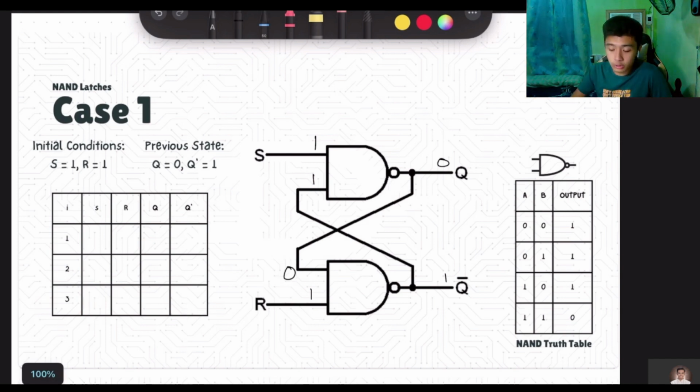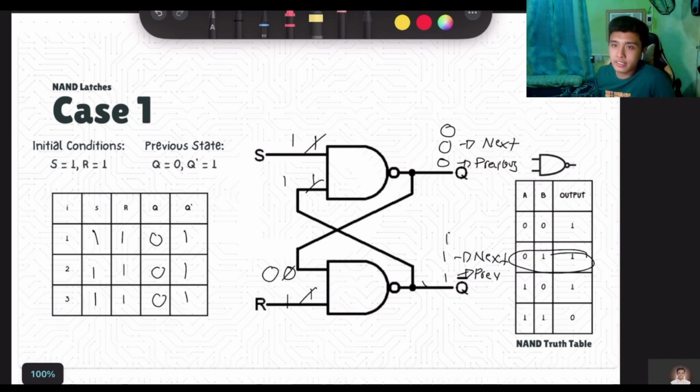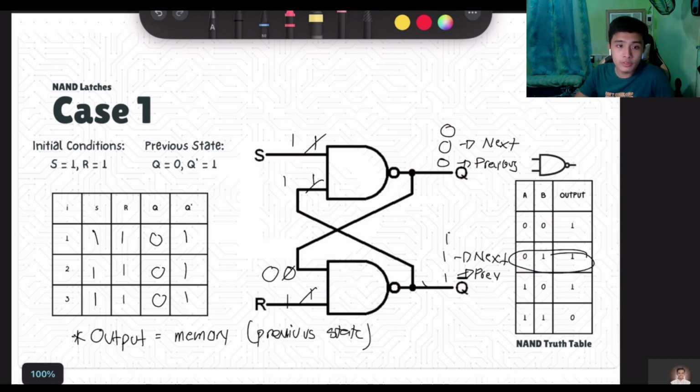Based on the NAND truth table, 1 and 1 gives 0, and then 0 and 1 gives an output of 1. When we repeat the iteration, in the second iteration our inputs are still 1, 1, since the previous states are still 1 and 0, so the outputs are still the same. We can see that when both inputs are 1, it simply reflects the previous state of the circuit. The output is the memory. This proves that latches are considered a storage element.